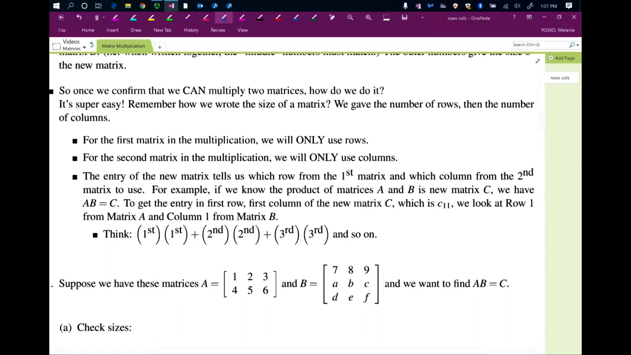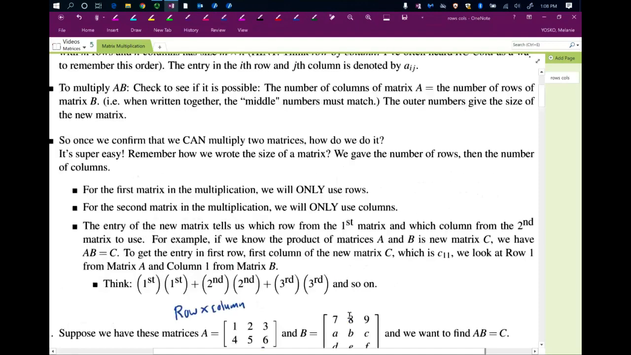So let's check our sizes. Well, the size of A, remember our size goes row by column. So how many rows? Rows go this way, like rows of a field, and columns of a building go up and down. So we see we have 2 rows and 3 columns for A. For B, we have 1, 2, 3 rows and 1, 2, 3 columns. B is a 3 by 3.